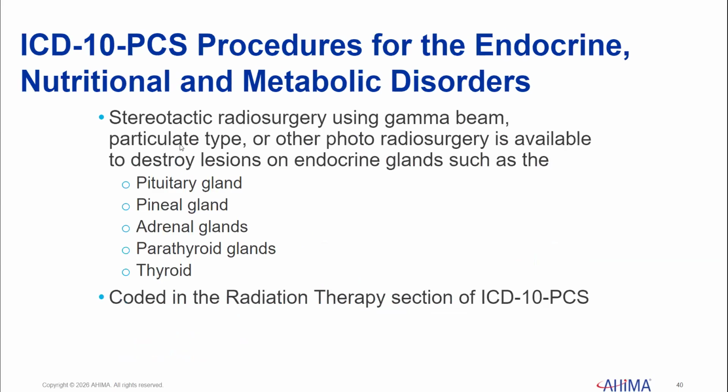Stereotactic radiosurgery is using a gamma beam to destroy lesions on endocrine glands. And the places they do them are the pituitary, the pineal, adrenal, parathyroid, and thyroid. These are coded in the radiation therapy section. So it's a whole different table than what we've been using so far.